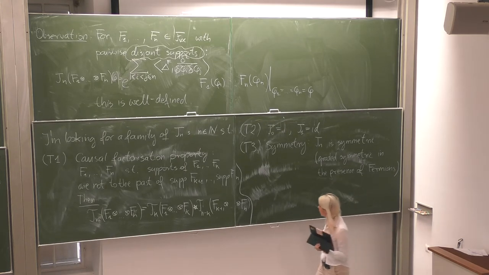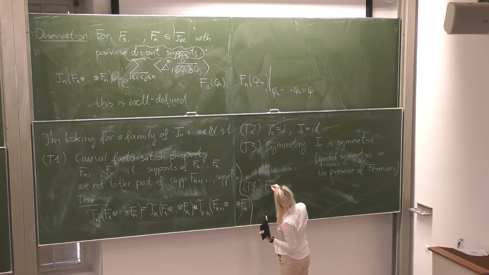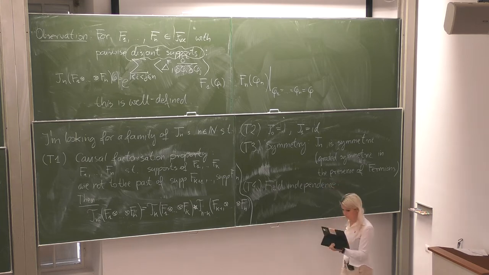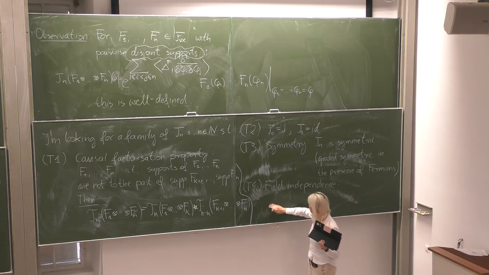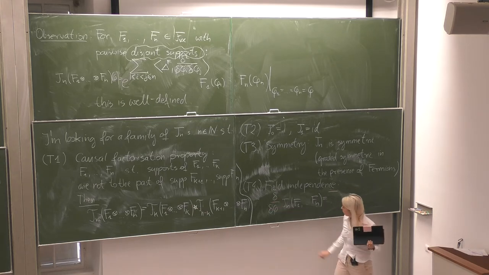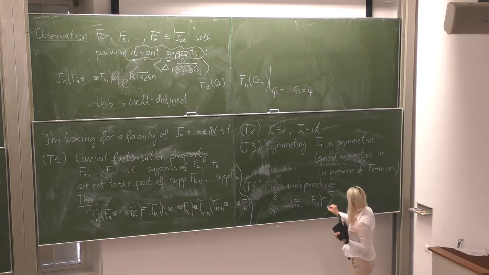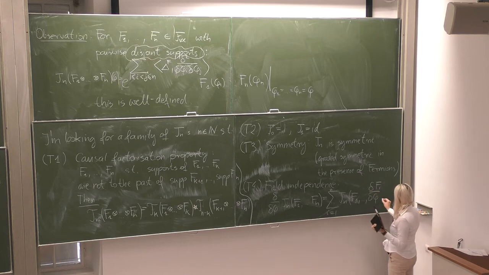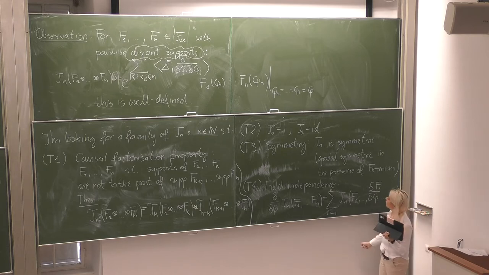And now our more important ones. So T4 is called field independence. And what does it say? So let me write it in a slightly formal notation. So I want the derivative with respect to the field of Tn of f1 to fn to be the same as the situation where I pull the derivative past Tn. So this is the sum i equals 1 to n of Tn, and here I'm just differentiating one of these guys, so df_i over dphi, up to fn. Okay. So that's field independence.